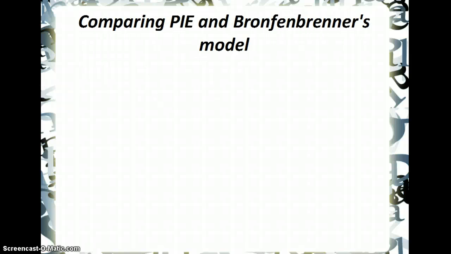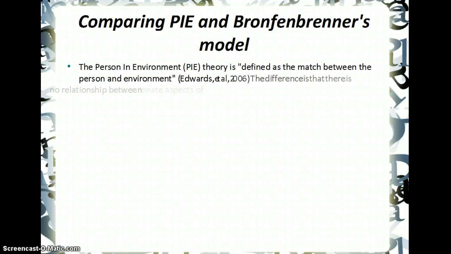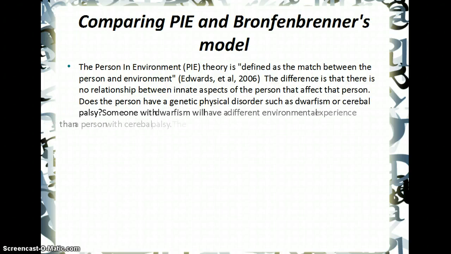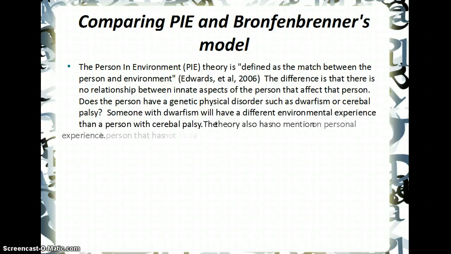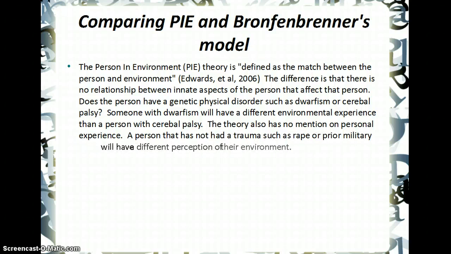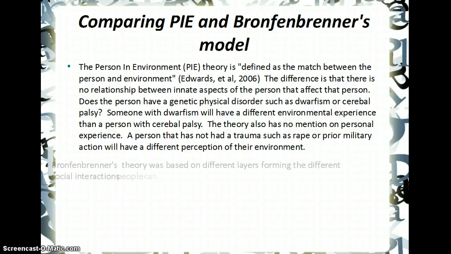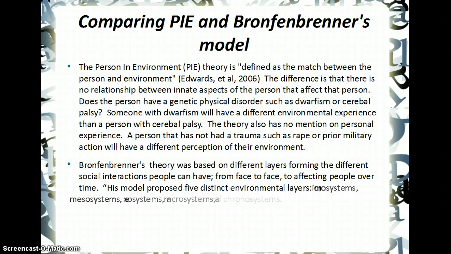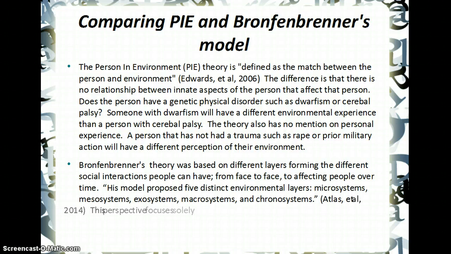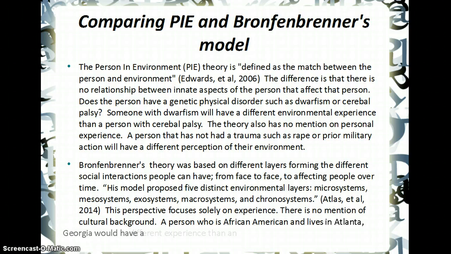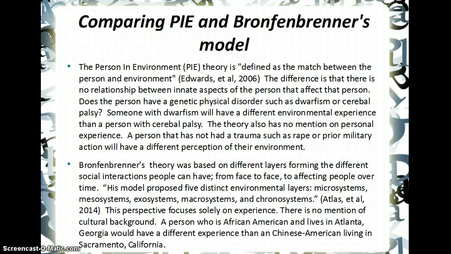Comparing PIE and Bronfenbrenner's model. The person and environment, or PIE theory, is defined as the match between the person and the environment. The difference is that there's no relationship between innate aspects of the person that affects that person. Does the person have a genetic physical disorder, such as dwarfism or cerebral palsy? Someone with dwarfism will have a different environmental experience than a person with cerebral palsy. The theory also has no mention of personal experience. A person that has not had a trauma such as rape or prior military action will have a different perception of their environment.